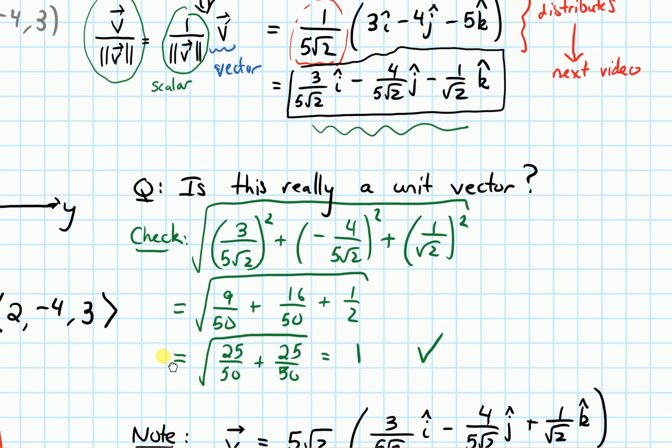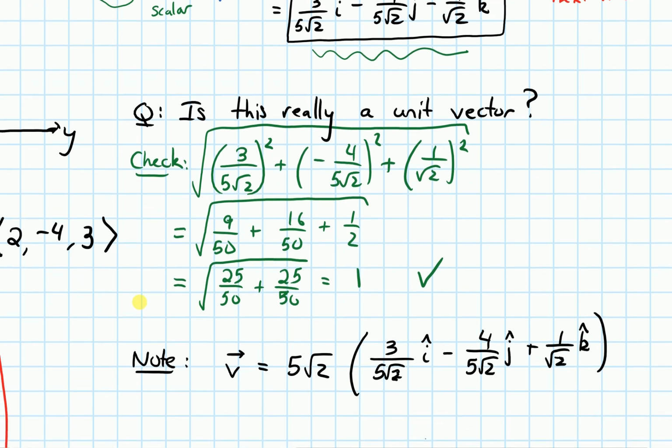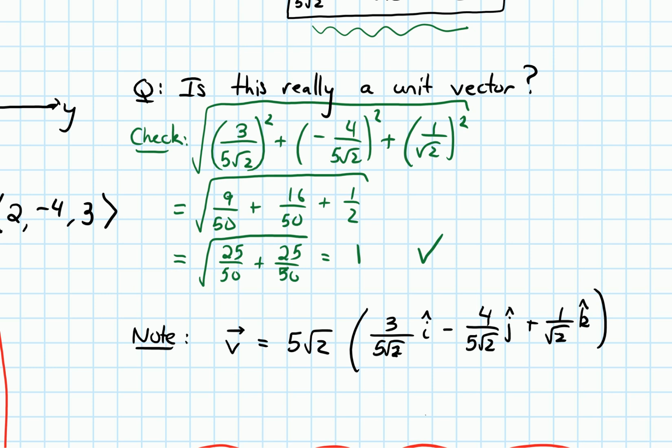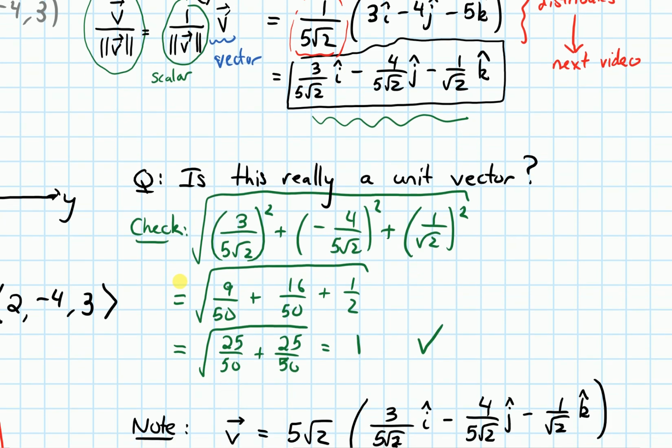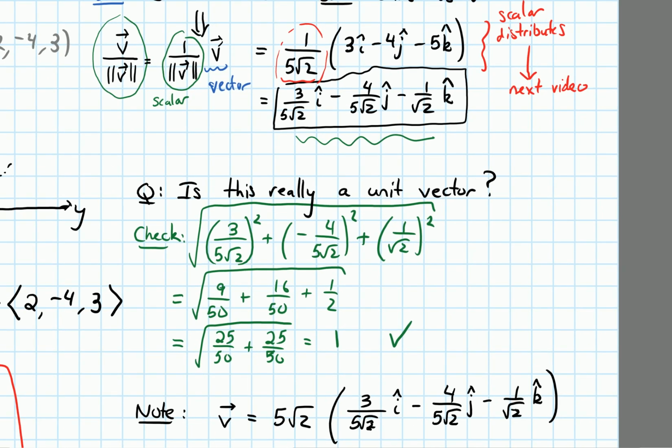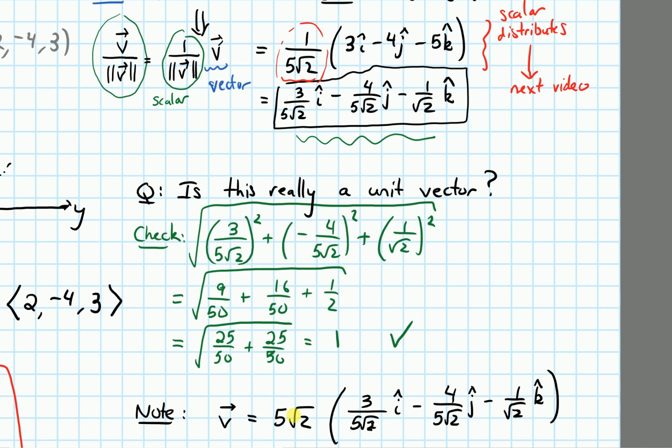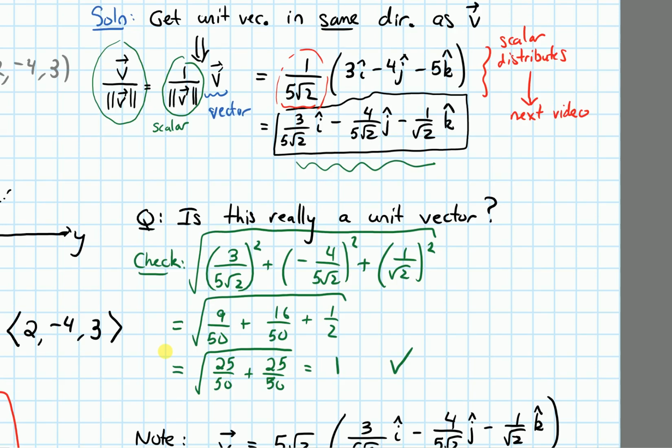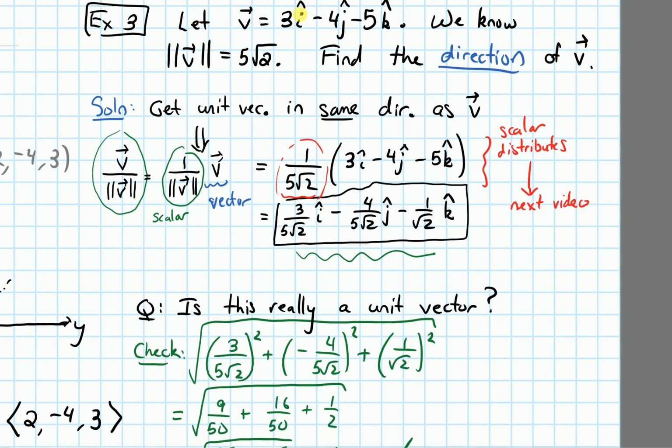All right, so what I want to end this video by doing is noting something about the length and the direction of a vector. So notice that in the problem that we just did, whoops, I've got to fix this sign. This should be a minus. I think it was minus 1 over root 2. Yeah, minus 1 over root 2. So in this problem, the vector v is 5 root 2 times this unit vector. If you multiply 5 root 2 and distribute it into each of these terms, you'll end up with the original vector that we had, which was 3i hat minus 4j hat minus 5k hat.